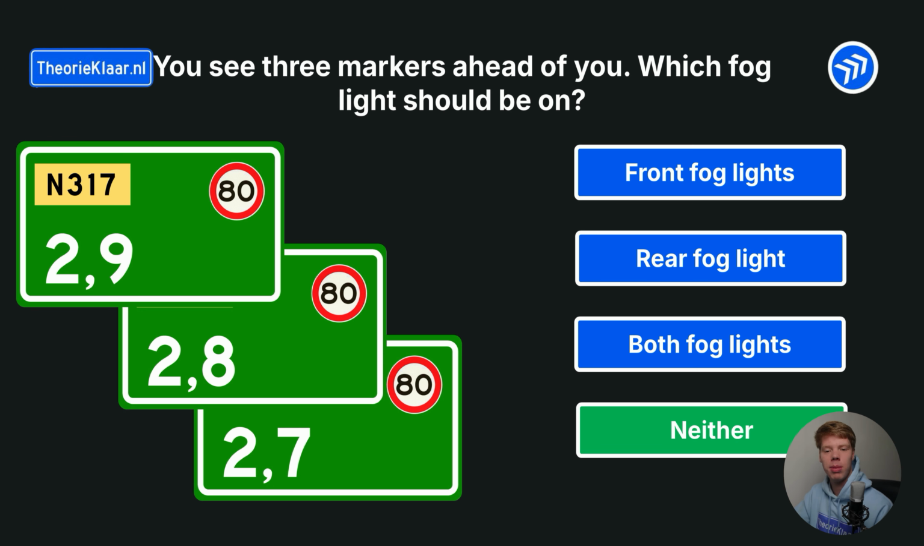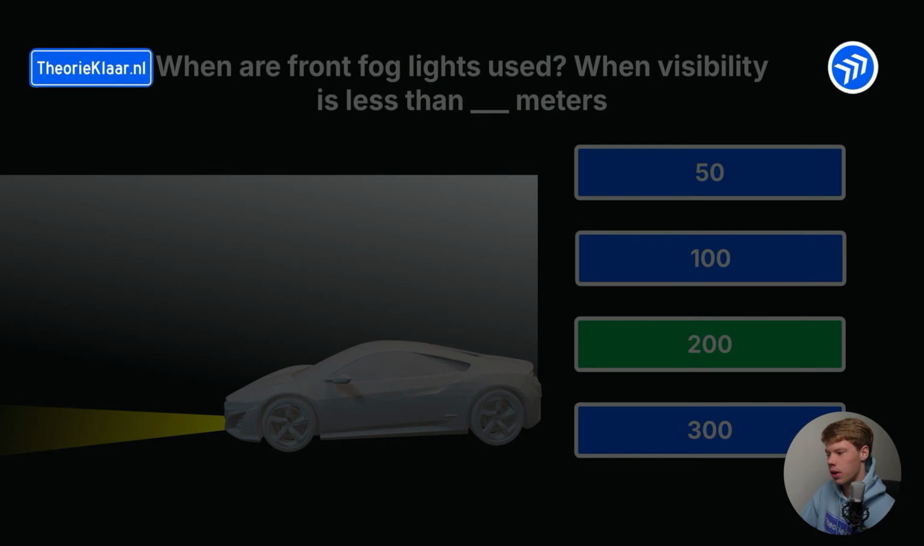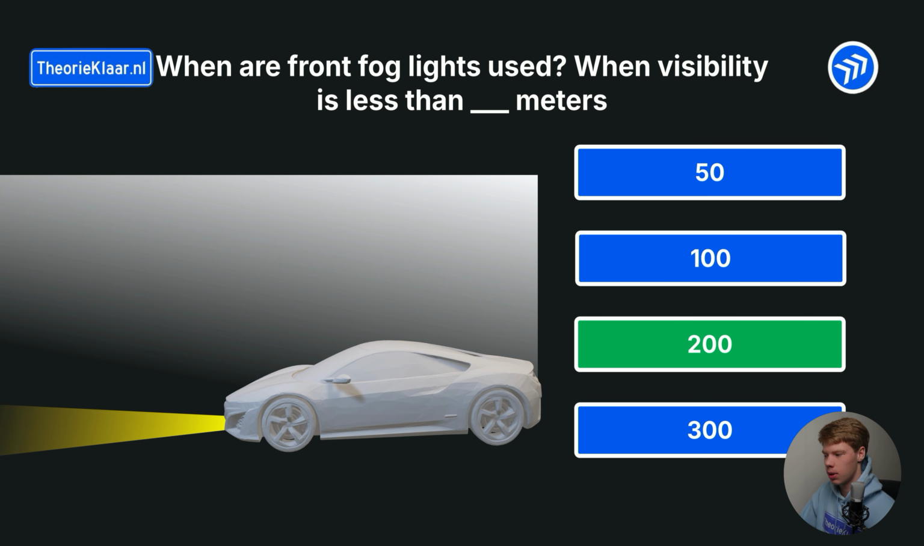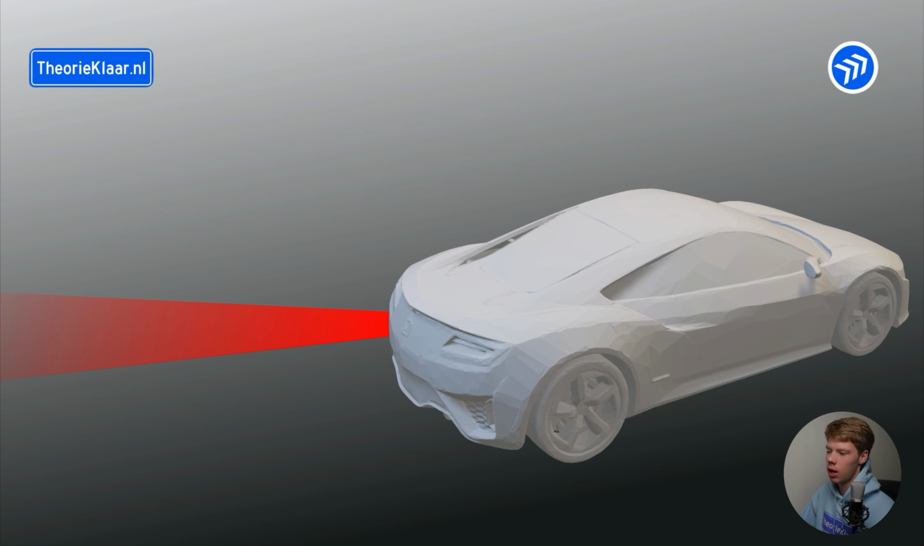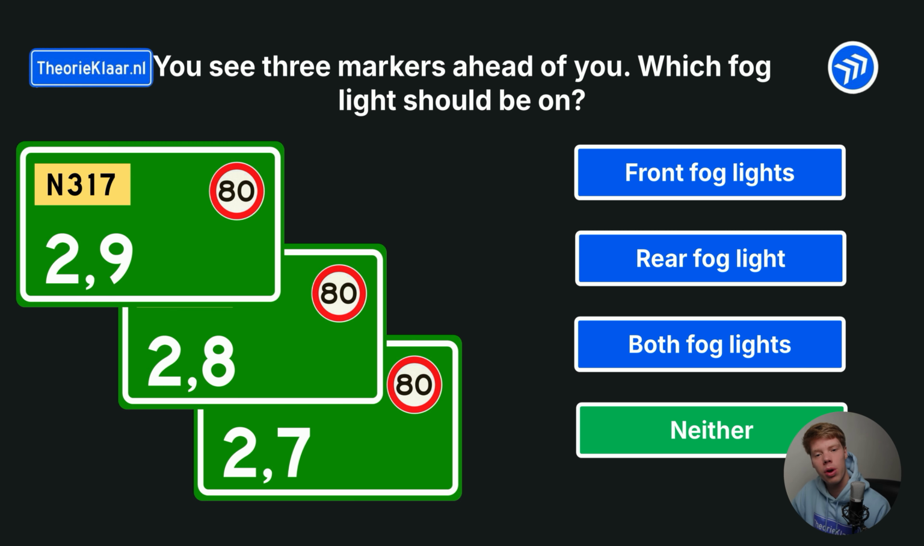We see 3, so that means 300 meters, and the front fog lights were allowed to be on at 200 meters or less visibility, and the rear fog lights are allowed to be turned on at 50 meters or less visibility. So both are not allowed to be turned on.